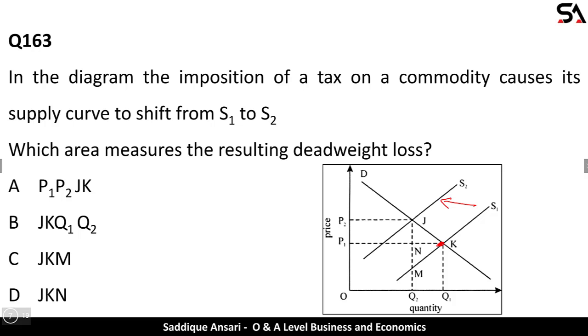So in case of tax, the deadweight loss is the triangle on the left of the original equilibrium. A part of this is from consumer surplus and a part of this is from producer surplus. So this area shows deadweight loss due to tax. This is the original equilibrium and the area is on the left of that. So J, K and M, this area shows deadweight loss. C is the correct answer.